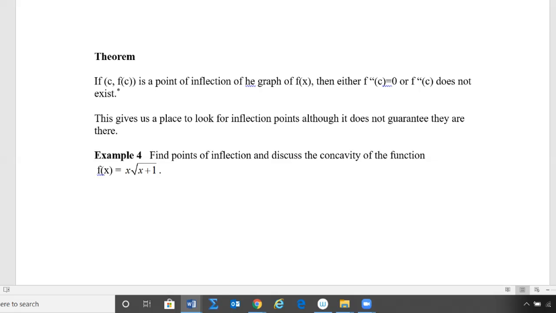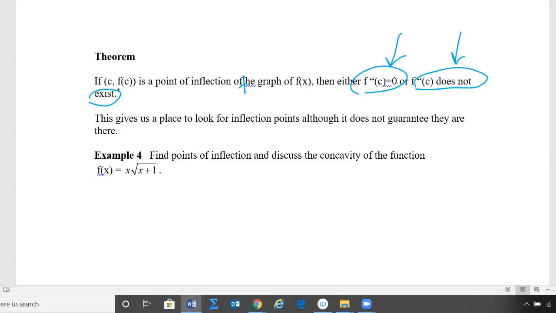Okay, now here's our theorem. This gives us a way to find these inflection points. If it is an inflection point on the graph of f, then either we have this or it does not exist. So that gives us a starting point for looking. We will look at these even though there's no guarantee that we have inflection points there. If they exist, these are the only places they would exist. That's what the theorem says.